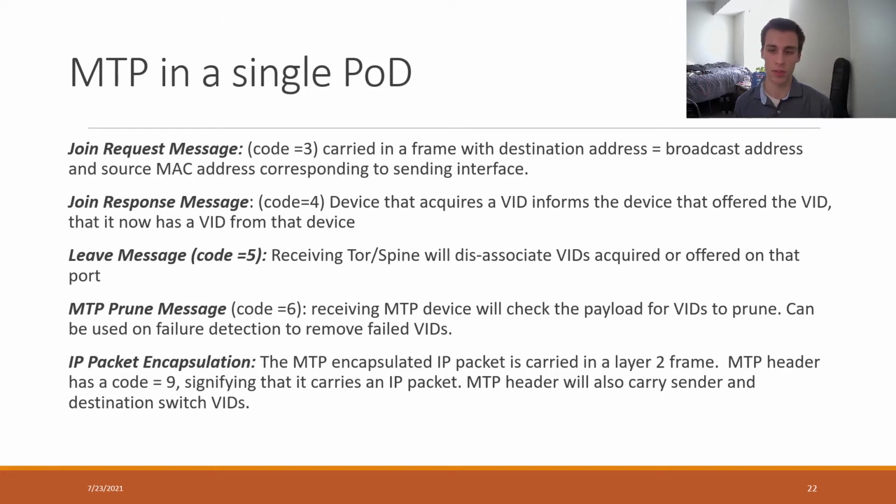Prune messages are code 6. These messages have the receiving MTP device prune VIDs from their table in case of a failure. And for the data plane, the MTP packet is encapsulated inside of a layer 2 frame with MTP code 9. This is just used for sending data after the VID and CVID tables are built.